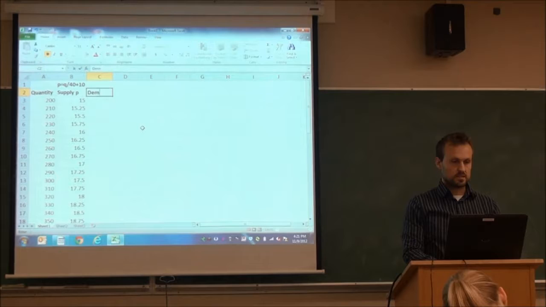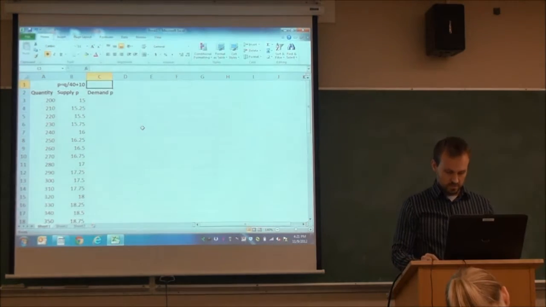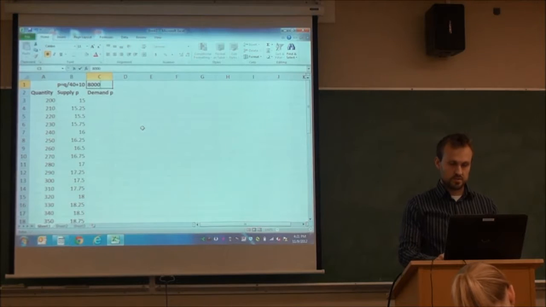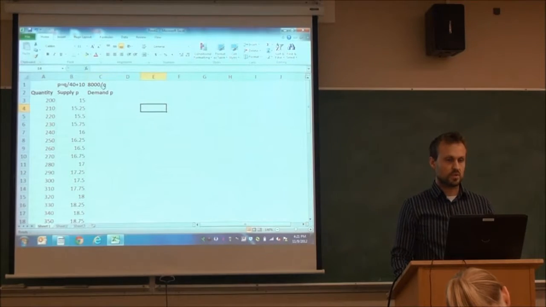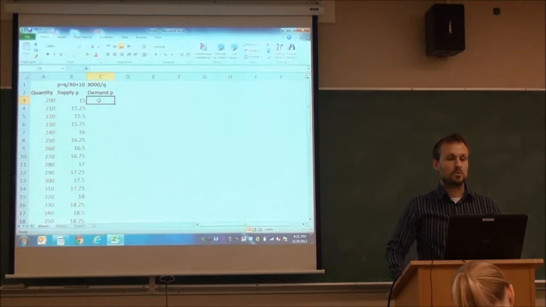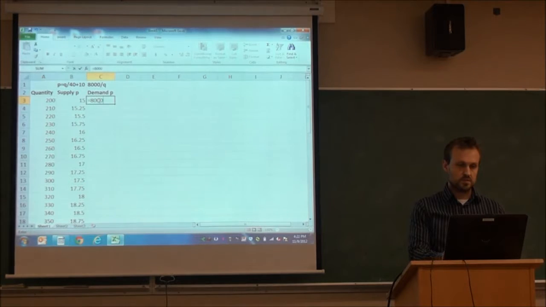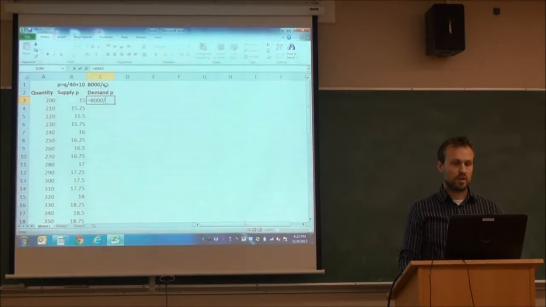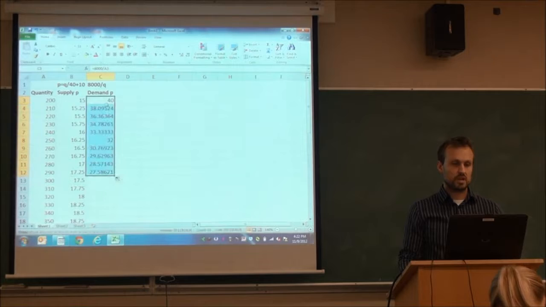What about the demand? Well, that was the function 8,000 divided by Q. Just for reference, I put it at the top so I know how it's calculated. So I start with an equal sign. 8,000 divided by the Q value, which is this one. Enter. And the corresponding price is 40. Drag it down a few times.